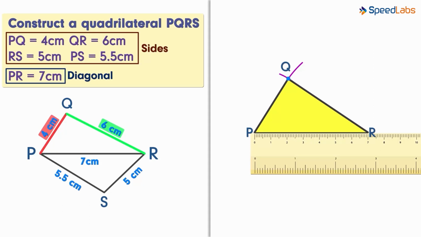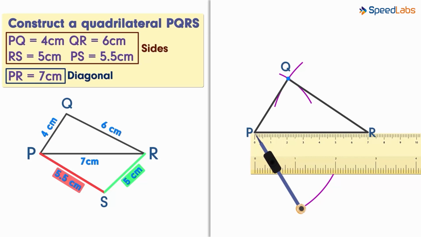We've drawn segments PQ, QR and PR. Two more lengths remain, which we'll be using to construct the lower triangle, which is triangle PSR. The length of PS is 5.5 centimeters and that of RS is 5 centimeters. So taking P as the center and taking 5.5 centimeters as the radius, let's mark an arc in the direction of R, but note that this arc should be below this base PR.